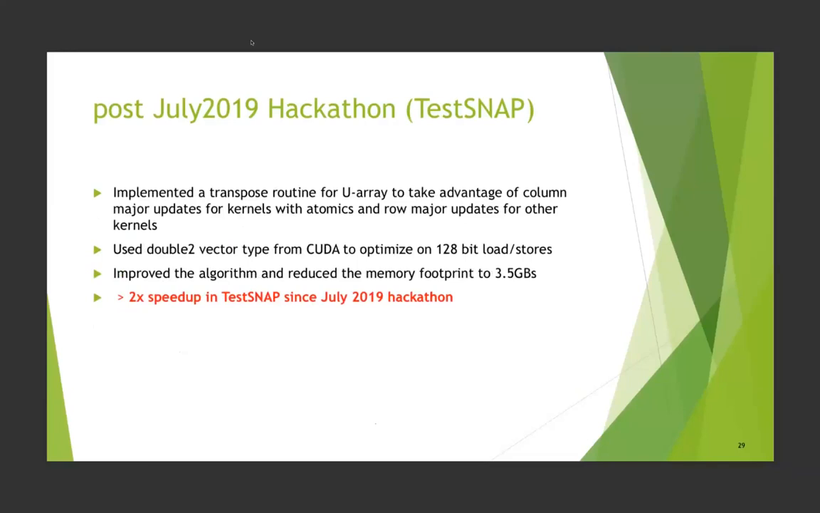So transposing data, also using 128-bit load stores instead of the normal 64-bit load stores, using a double 2 vector type, as well as reducing the memory footprint. And so since the July 2019 hackathon, he's gained over 2x speed up in test snap. Not all of this has been ported to the COCOS lamps version, and so we still have some more work to do. Rahul, do you want to add anything?